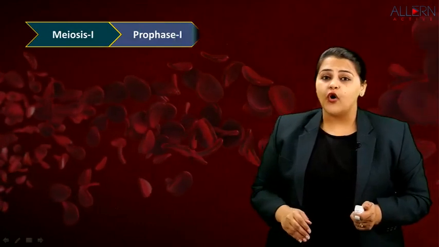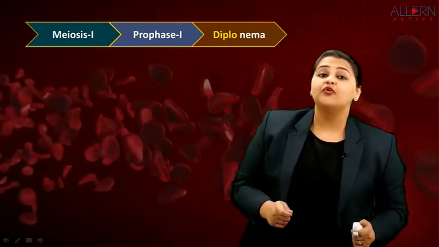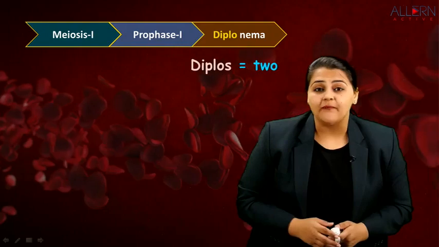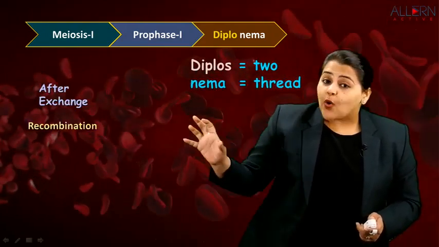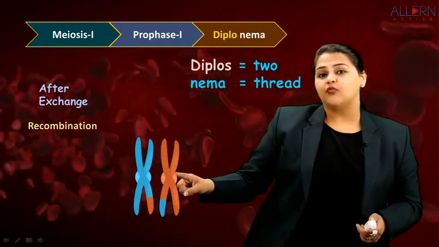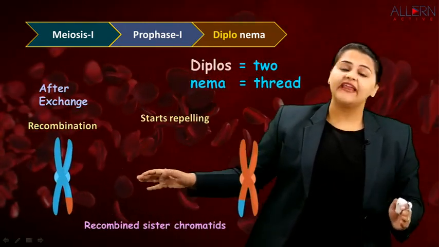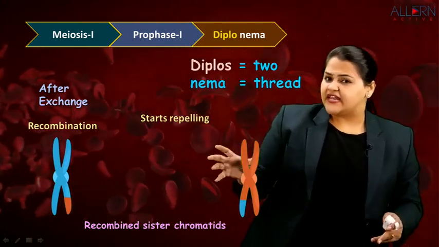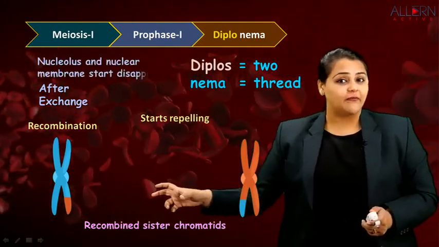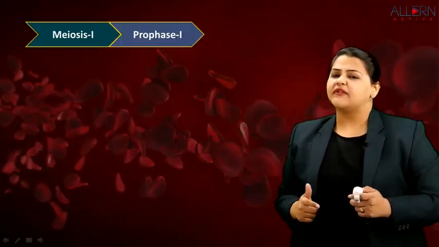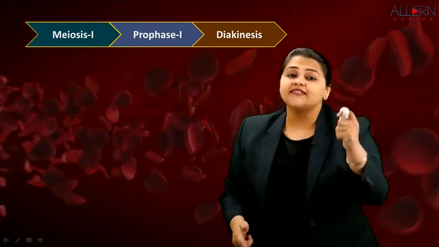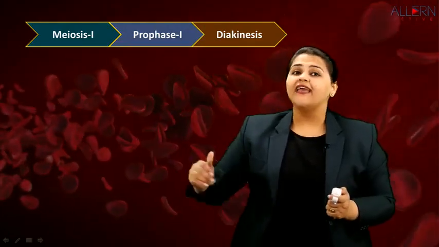Now, let's move on to the next, that is diplotene, also called diplonema. Well, diplo means two and nema means thread. So after exchange, the recombined chromosomes will now start to separate from each other. That is, they'll start repelling. And now because they have a variation in them, the nuclear membrane and the nucleolus will start disappearing. So when the nuclear membrane and the nucleolus start disappearing, that is the moment they will enter into the last stage of prophase 1, and that is diakinesis.